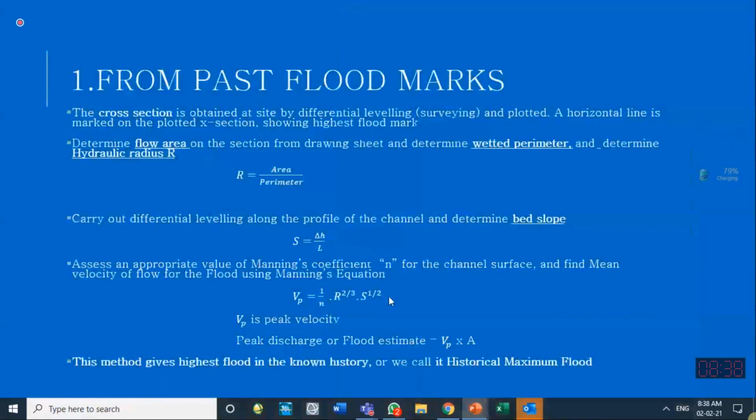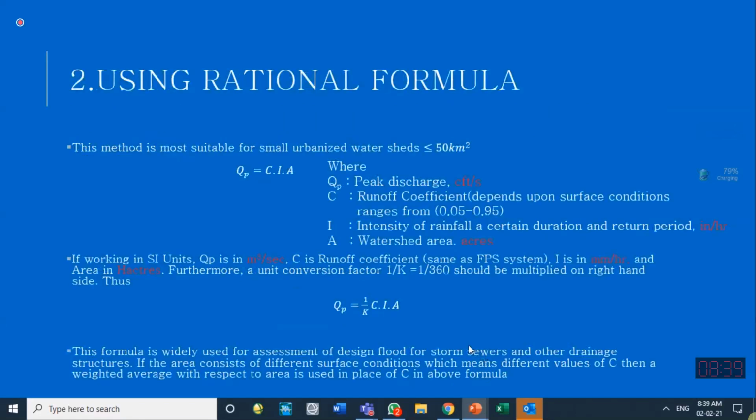But if we have the data of the floods measured there using a gauging station, then that is the best source. That is the best source. So that is what I have talked to you about: if some flood marks are with you, you can mark them on the cross section of that river, and you can find R, and you can have S, and then you can have the velocity, and then the discharge can be found.